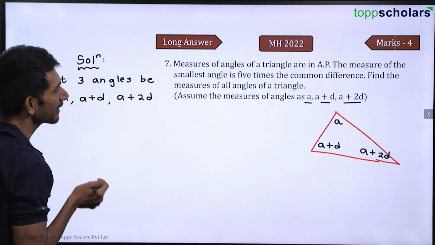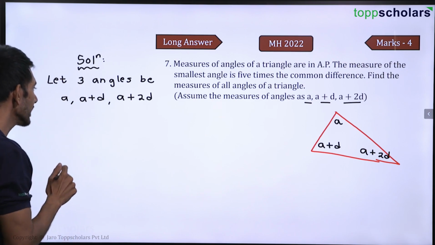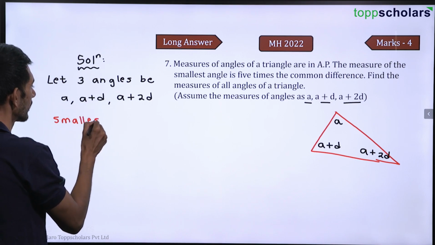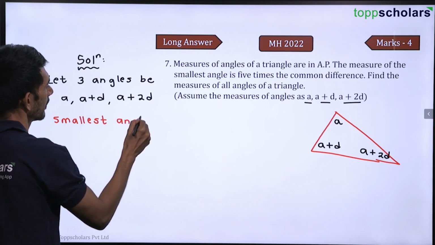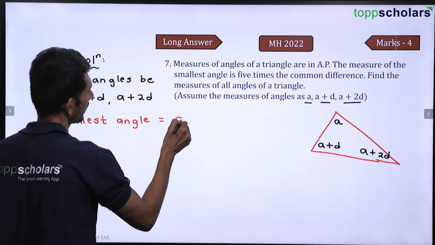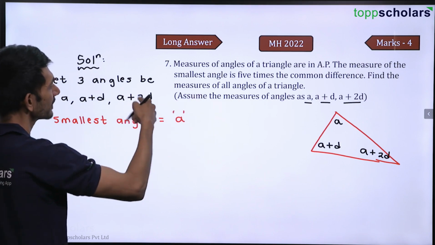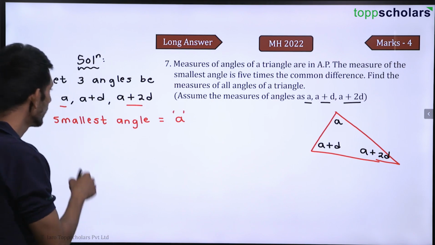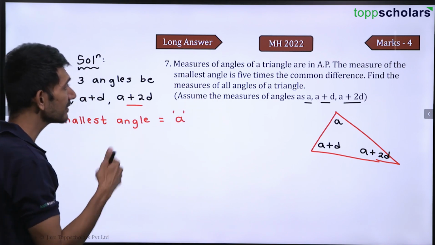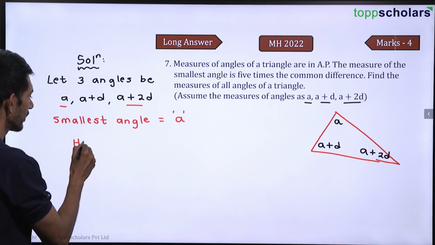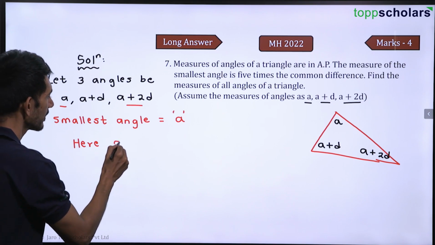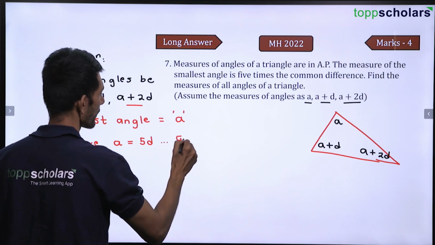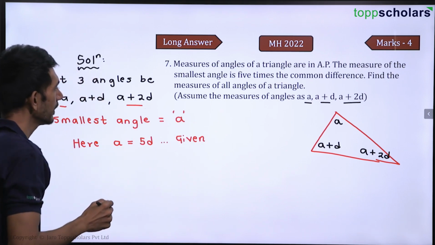The measure of the smallest angle is 5 times the common difference. Firstly, can I say the smallest angle is A? Smallest angle is A, because we are adding the common difference, then we are adding again. This is the smallest, this is the largest, right? So what they are saying is A is equal to 5 times D. This is given.